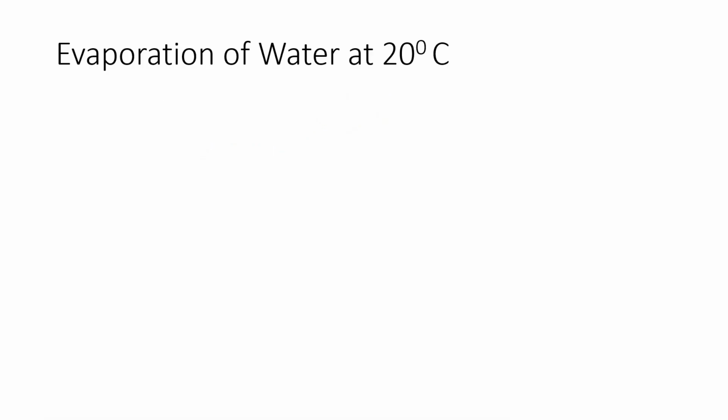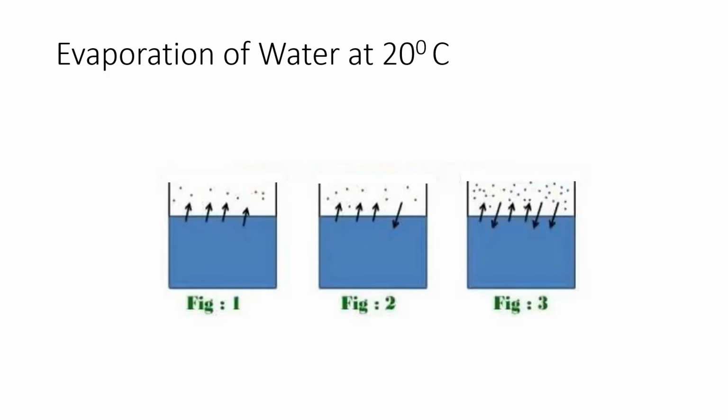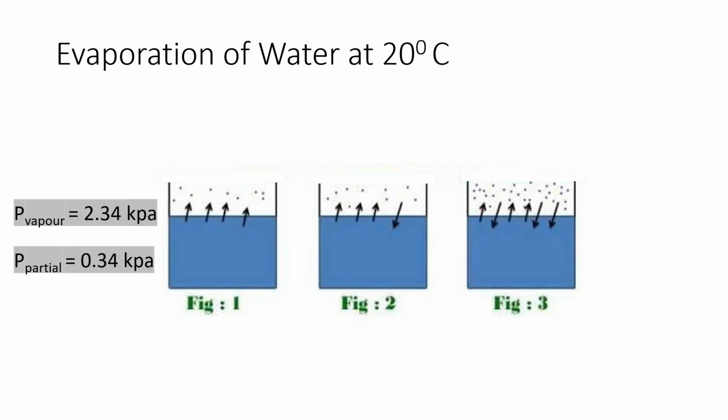So let us take an example, that is evaporation of water at 20 degrees Celsius. You can see in the figure, the vapor pressure of water at 20 degrees Celsius is 2.34 kilopascal. And the partial pressure of water vapor is 0.34 kilopascal. Therefore, a bucket of water at 20 degrees Celsius left in a room with dry air at 1 atmosphere will continue evaporating until one of the two things happen.